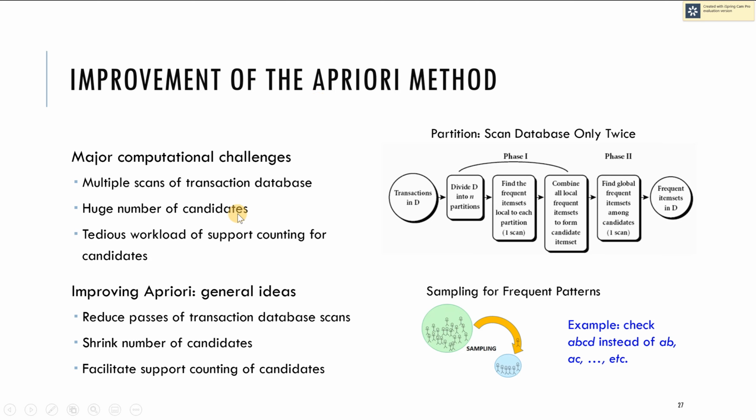So what are the major computational challenges? Because we need to do multiple scans of the transaction database. Just now we only had four items, right? Imagine we have 10,000 items, then a huge number of candidates will have an impact on the major computational challenges as well, and there is the tedious workload of support counting for every candidate. To improve it, we reduce the passes of transaction database scans, shrink the number of candidates, and also facilitate support counting of candidates.